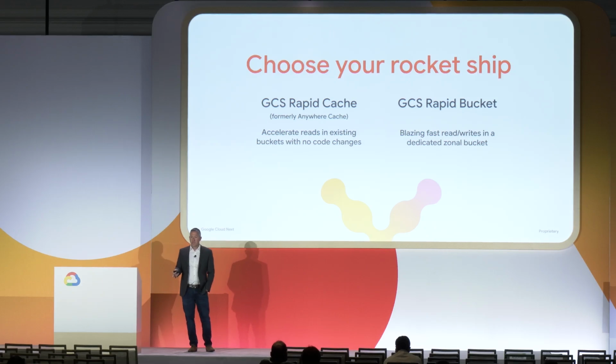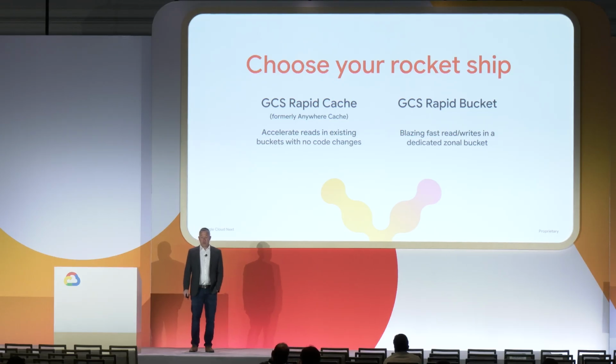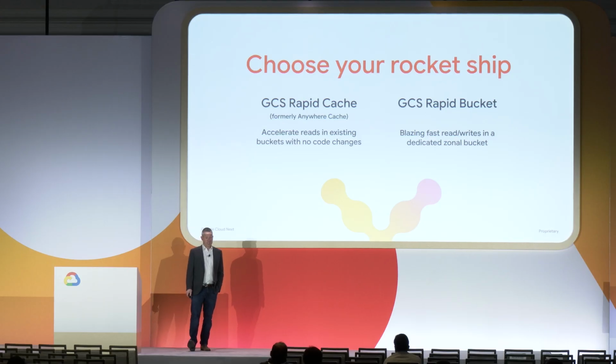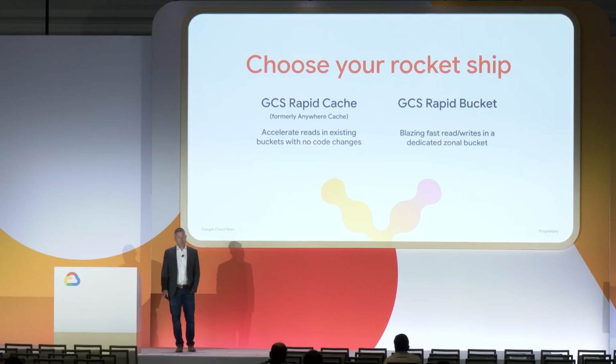It comes in two variants, GCS Rapid Cache and GCS Rapid Bucket. GCS Rapid Cache was renamed, formerly Anywhere Cache, but it now is generally available and provides up to 15 terabytes per second of throughput or bandwidth with 20 million requests per second and sub-millisecond latencies. Rapid Cache, formerly Anywhere Cache, accelerates bandwidth for bursty workloads like model loading for inference, delivering an aggregate read throughput of 2.5 terabytes per second. With no code changes, this is an easy no-brainer for customers to use and has ingest on write features, providing up to 2.2 times faster checkpoint restore times.